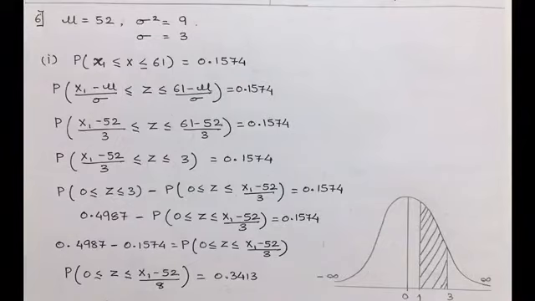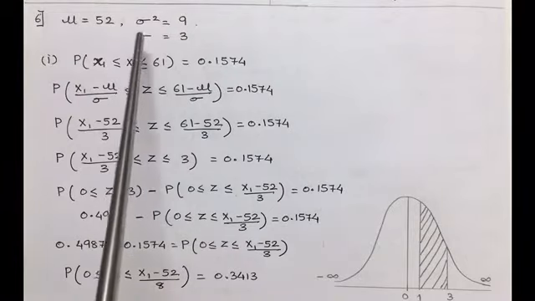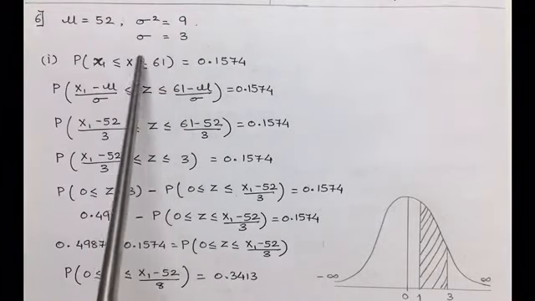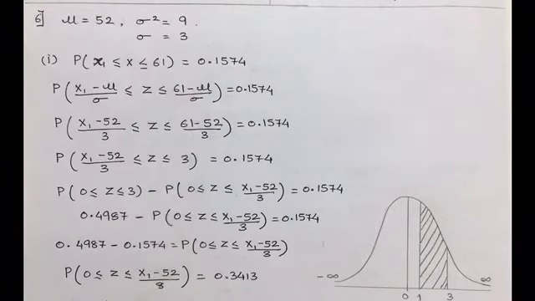Question number 6 is, in a big showroom of electronic items, on an average 52 electronic units are sold every week. So 52 is the average and its variance is 9 units. Sigma square is 9. Variance is 9, therefore standard deviation is 3. Sale of electronic items follows normal distribution.